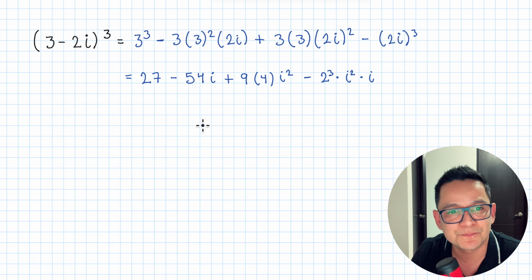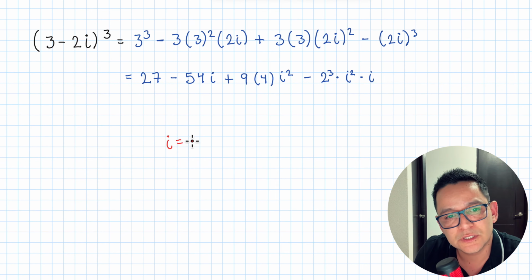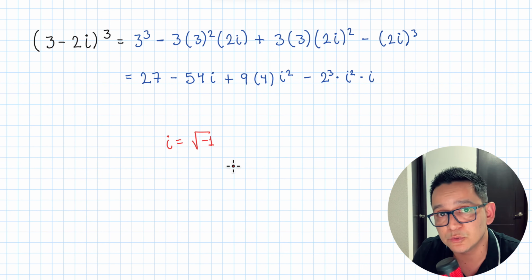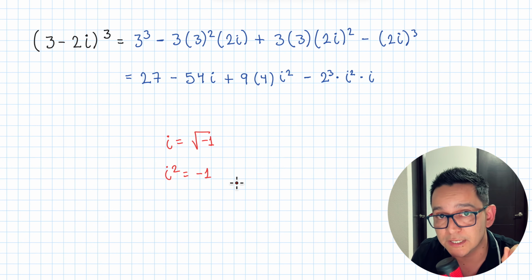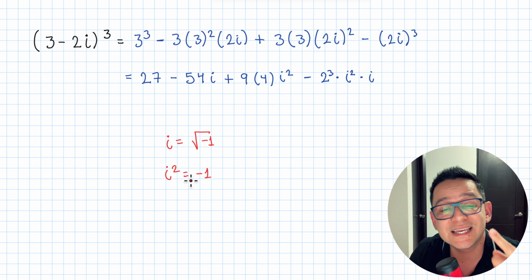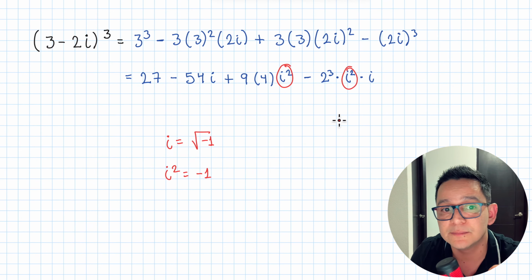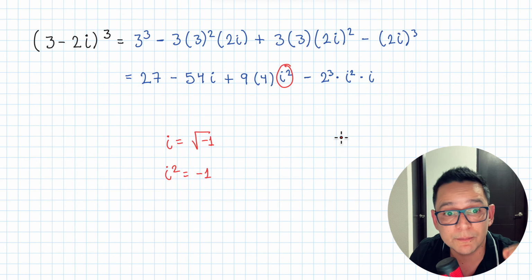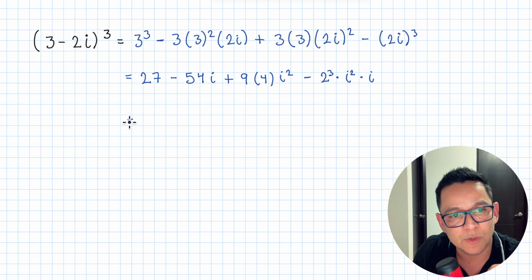Let's continue. Now you need to remember that i is nothing more than the square root of -1. So if we square both sides, then i squared is equal to -1, because I'm, in quotes, canceling the square with the root. So I already know that i squared is equal to -1. Over here we have i squared, and over here we also have i squared. So wherever I find an i squared, I'm going to put -1. So let's continue. I have 27 minus 54i plus.